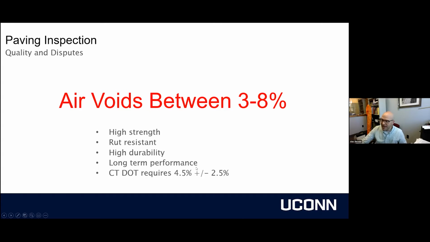And here in our state, the way it's specified, what the Connecticut DOT calls for is 4.5 plus or minus 2.5. And if you do that math out, if you do 4.5 plus 2.5, you get 7%. And if you do 4.5 minus 2.5, you get 2%. So that's our air void range. That's what they're looking at paving. So it's slightly different than the typical 3 to 8%, but that's how it's written into the contracts for state paving in our state.